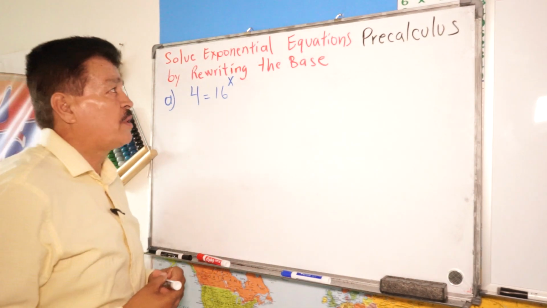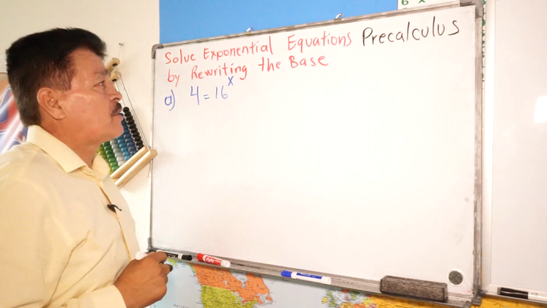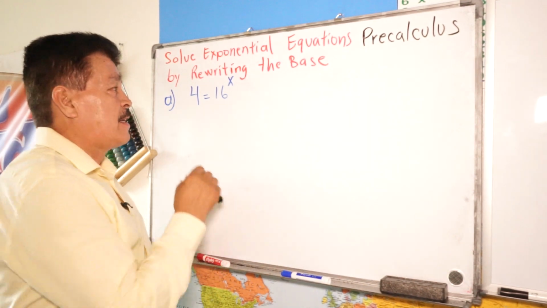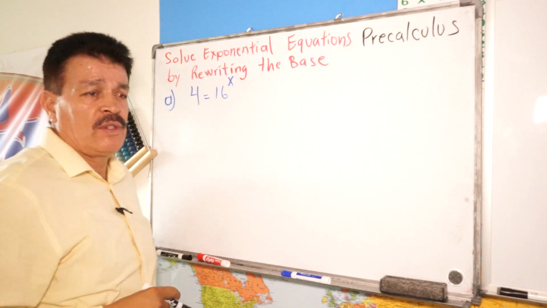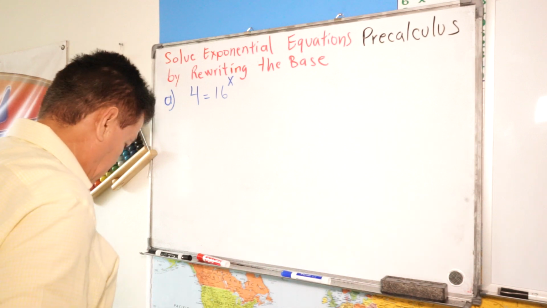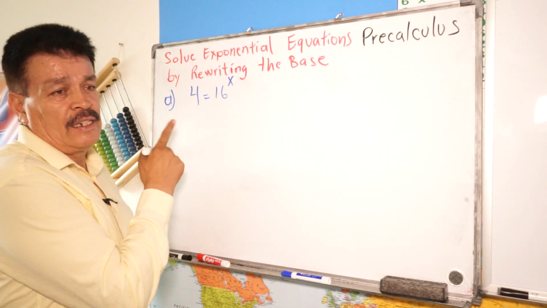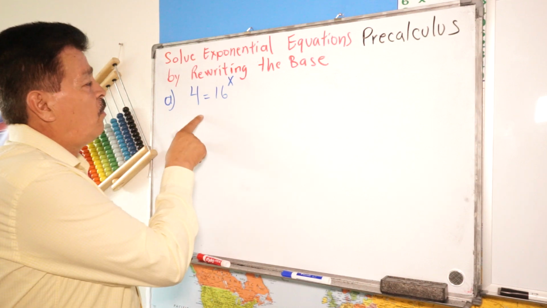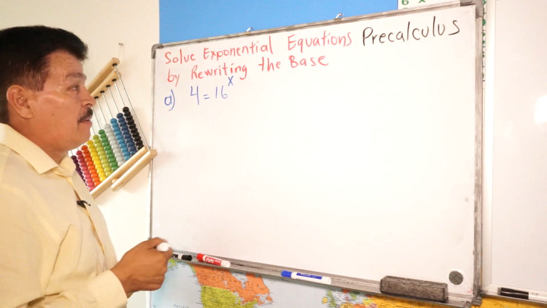Our topic for today is to solve the exponential equation by rewriting the base. Our problem is 4 equals 16 to the x power. Alright, so first look at the given equation: 4 equals 16 to the x power.